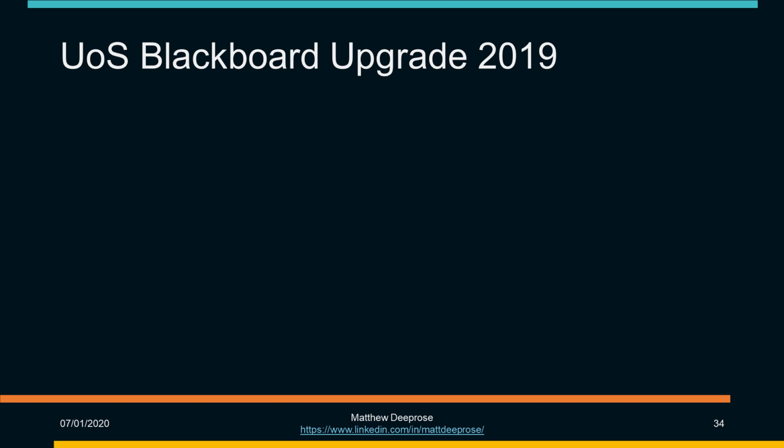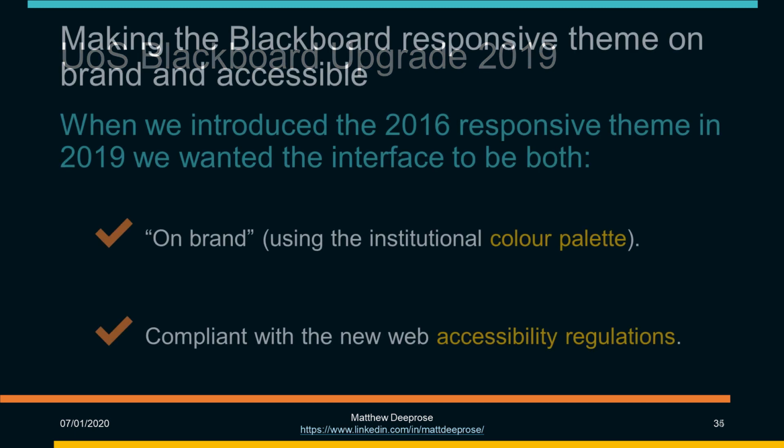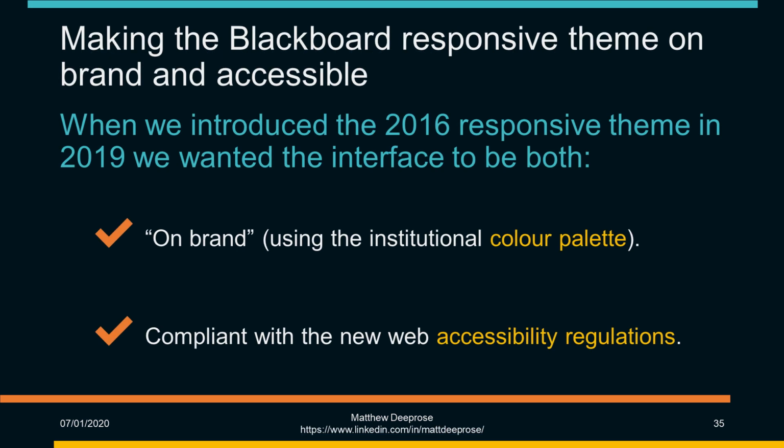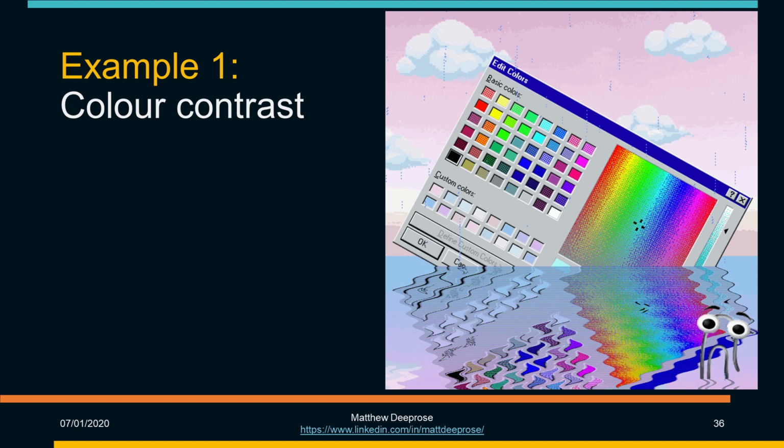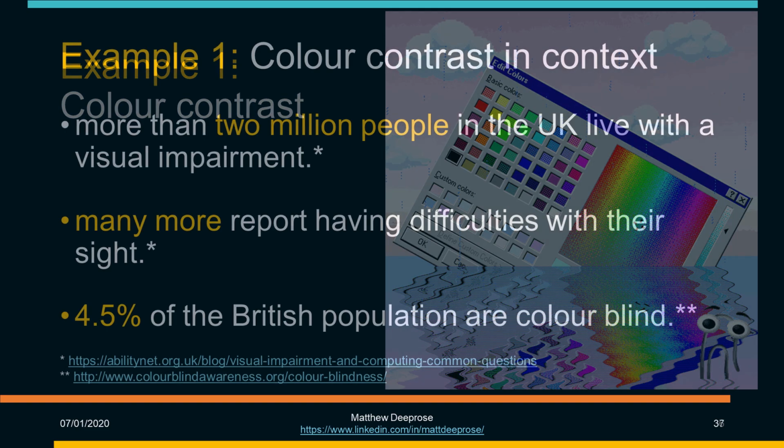Coming back to Blackboard, when we upgraded last year, we wanted to implement the responsive theme, and we wanted it to be both on brand using our institutional color scheme, but also compliant with the accessibility regulations, and at the very least no worse than it is out of the box when provided by Blackboard. And the first area I'm going to look at is colour contrast.